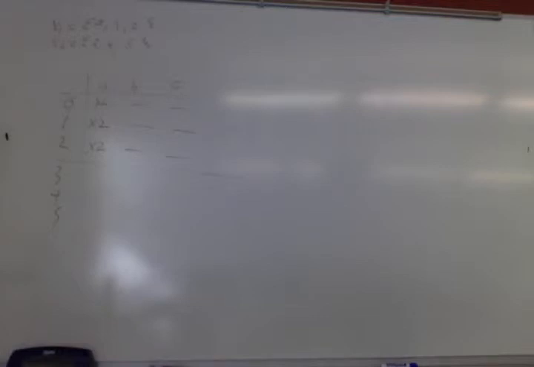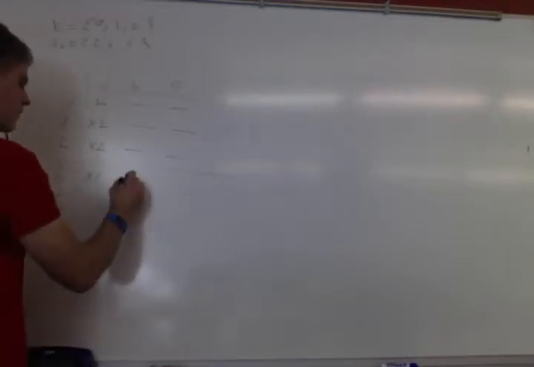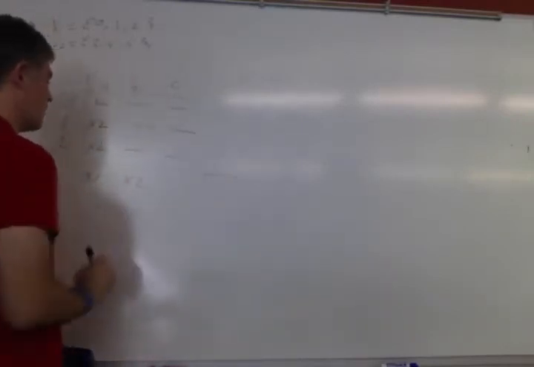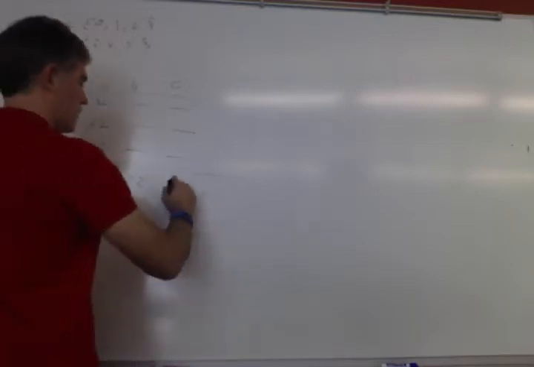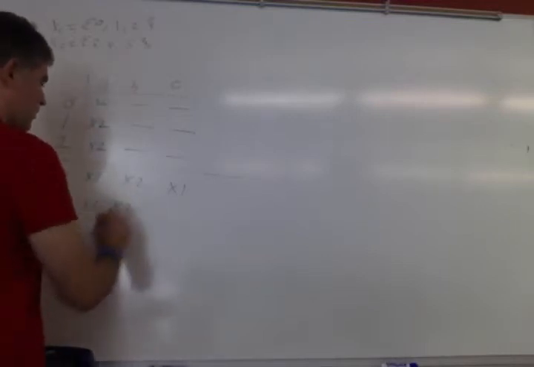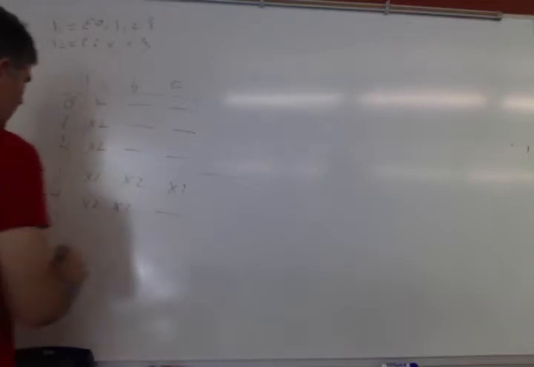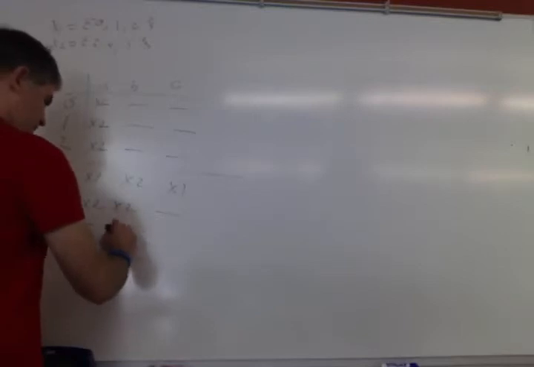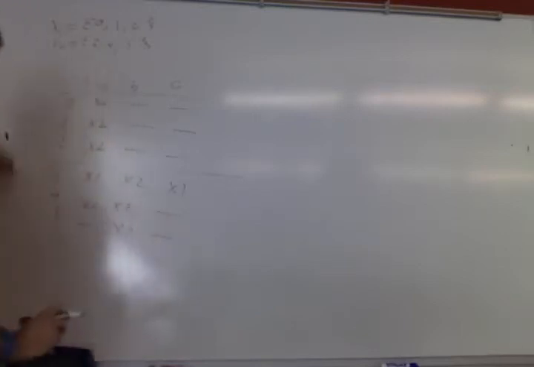Okay, where does 3 go on A? X1. It goes to X1. And where does it go on B? Goes to X2. And where does it go on C? X1. Where does 4 go? It goes to X2 on A. Where does it go on B? X2. Where does it go on C? Nowhere. 5. Where does it go on A? Nowhere. B? X2. C? Nowhere. Okay. So those 3 are still good for our partitioning.